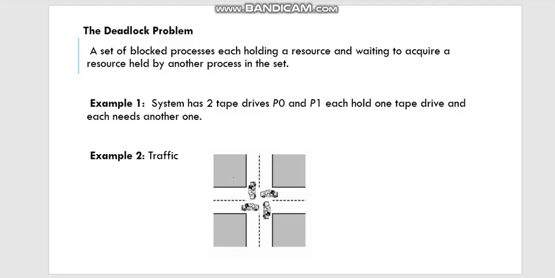So think about the example where two students require a blue and a red color pen. One student holds the blue pen and the other student holds the red pen, but one student needs the red pen and wants the other to release the blue pen. In the same way, deadlock occurs.